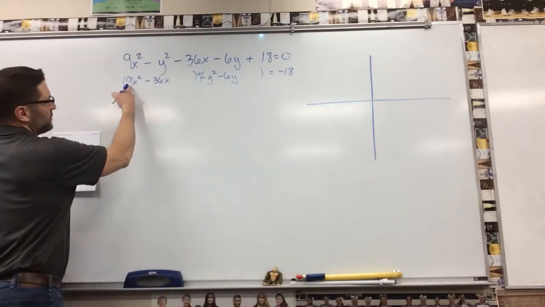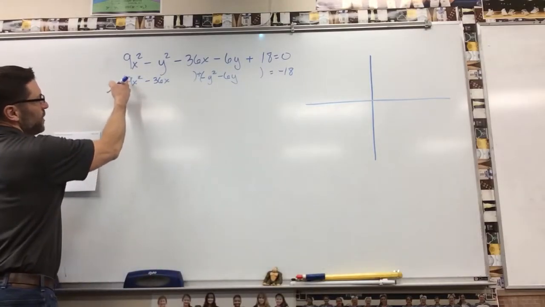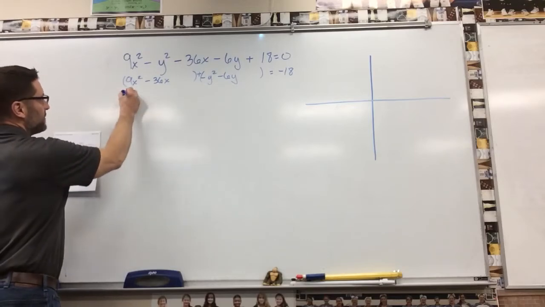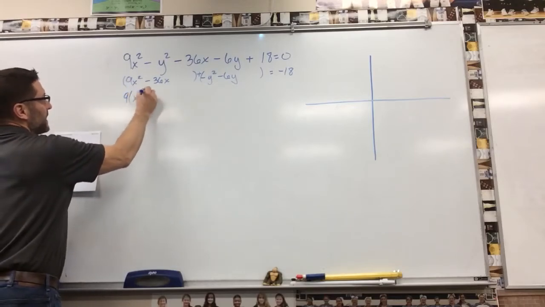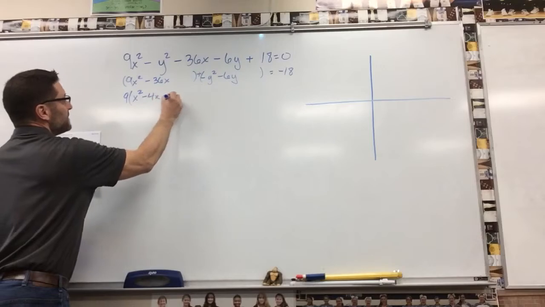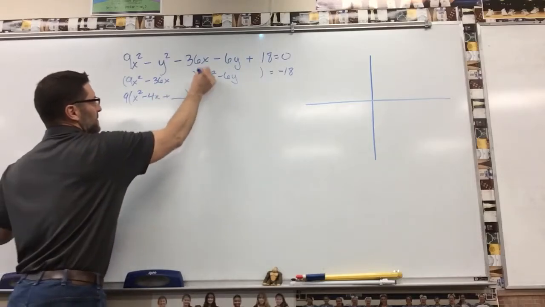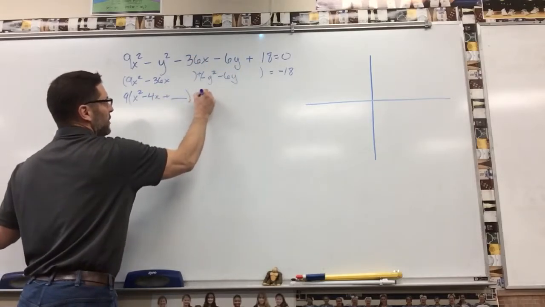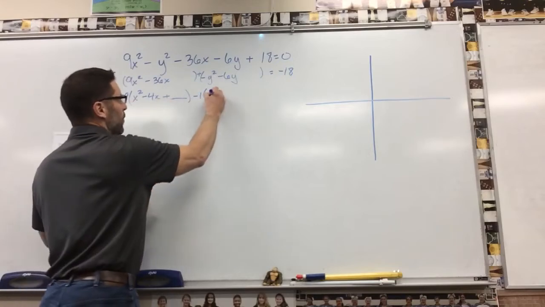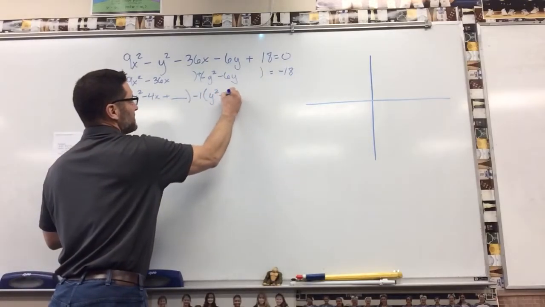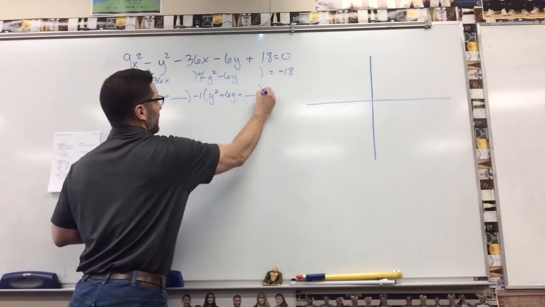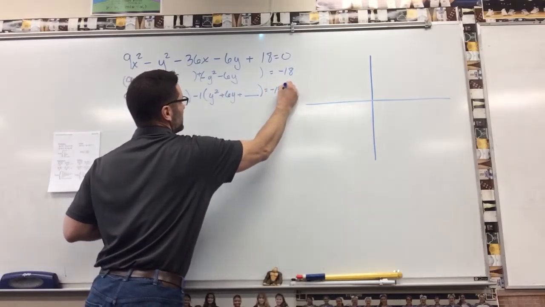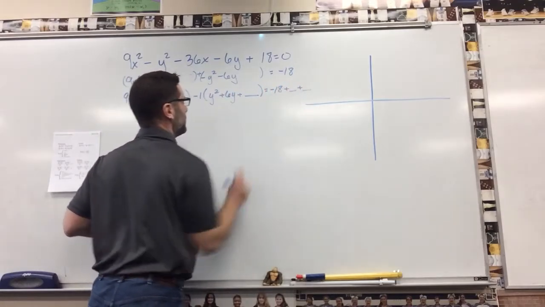From there, I need to make sure the leading coefficient of the x squared is 1. So I'm going to take that 9, I'm going to factor it out. 9, I'm left with x squared minus 4x plus some unknown value. And I'm going to take the negative 1 out of both. Negative 1, y squared plus 6y plus some unknown value equals negative 18 plus two things that I don't know.